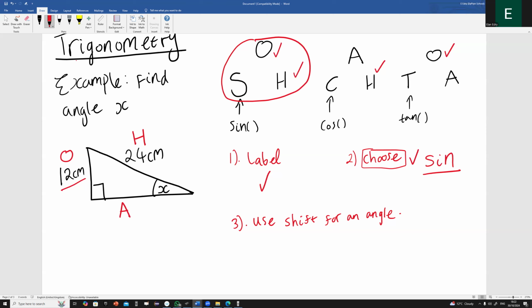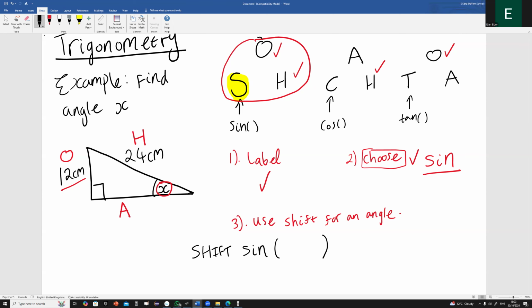Then three, if I want an angle, so in this case X, we need to use shift. So what I'm going to do is cover the S. Okay, I'm going to cover this up. So if I literally put my finger on the S, what is left over is O over H. So what I need to do is you press Shift, Sine or Sin, brackets. I'll show it on my calculator. And then you read it.